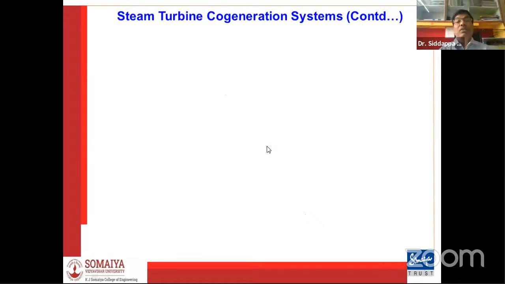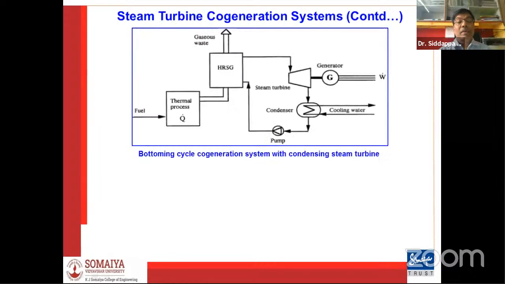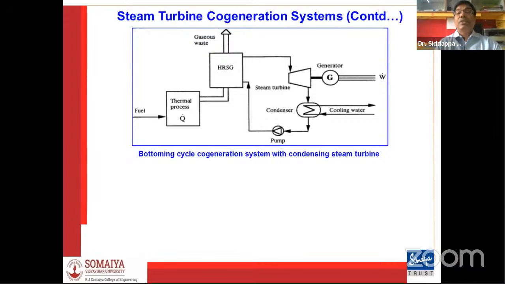Now, the third type of cogeneration system is the bottoming cycle cogeneration system with a condensing steam turbine power plant. You see, it is called bottoming because initially I am using the heat energy liberated from the fuel for thermal applications. And the high temperature gases, like I told you earlier in the previous slide where I compared the temperature indices, are used for thermal applications like in casting industries or metallurgical industries.